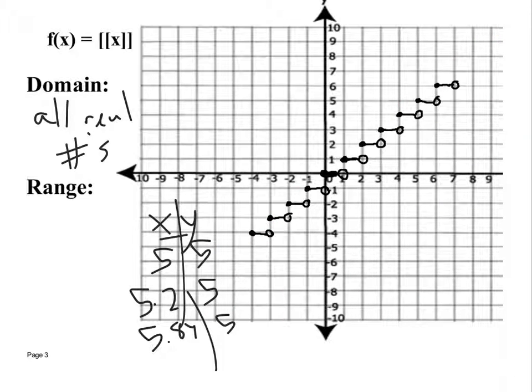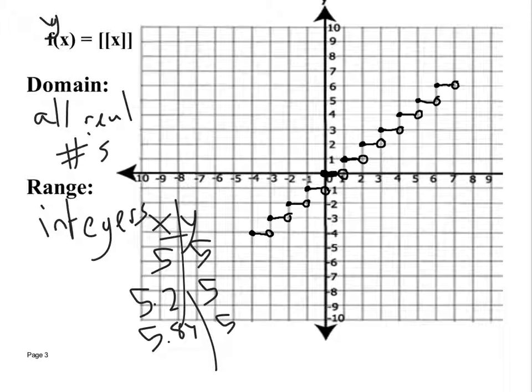I'm not limited on the domain. What I'm limited to is just integers. You can't go to decimals. Why can't I go to decimals? Because it's the greatest integer function. Remember, and I've told you guys this before, f of x I can replace with y. So y is equal to the greatest integer of x.